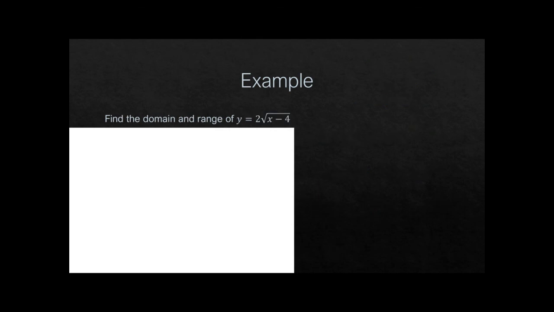Okay. So last one here, we've got a square root symbol. And so that's going to be a specific type of graph. It's going to look a certain way. And so we're going to have a domain and a range. And we're going to take a look at the graph to see what it looks like.